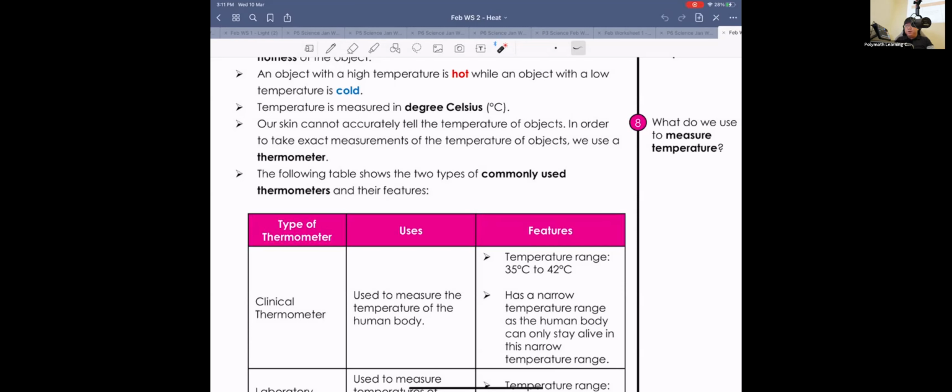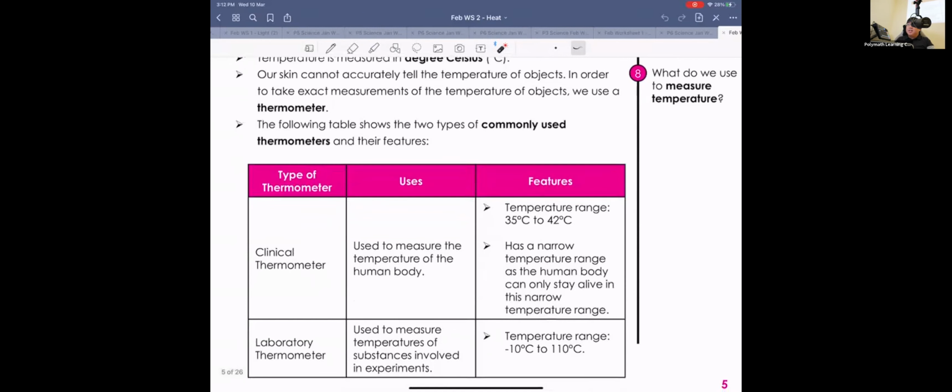If your human body temperature goes to 34 point something, it is wrong also. That means you will die as well. Too cold. Okay.